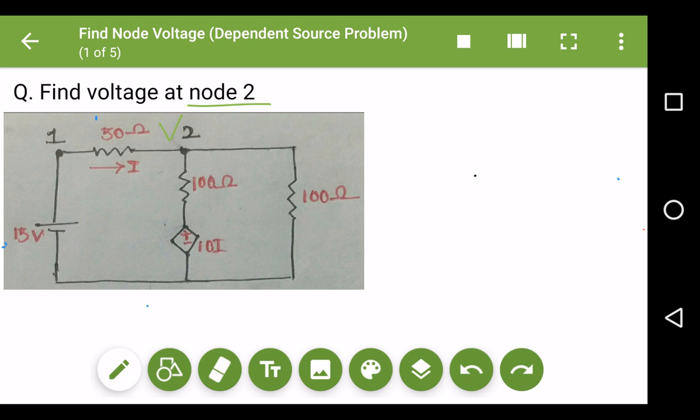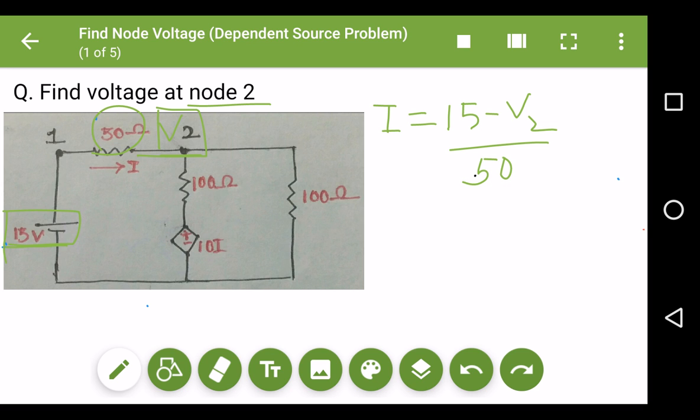Please tell me what amount of current is flowing between these 2 points, that is 15 volt and voltage V2. The current I flowing between these 2 points is nothing but 15 minus V2 upon the total resistance of this branch, which is 50 ohms. This is the total current flowing between 15 volt and point 2.